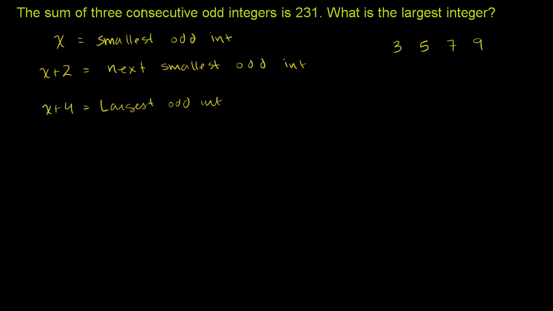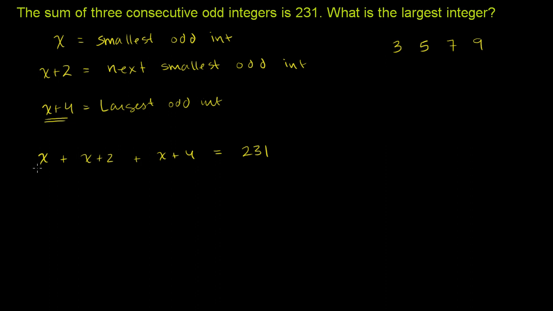And they tell us that the sum of these consecutive odd integers is 231. What is the largest integer? So if I take x, x plus 2, and x plus 4, and I sum them, they should be equal to 231. So let's do that. So we have x plus x plus 2 plus x plus 4, and this needs to be equal to 231. And when they ask us what's the largest one, we're going to have to tell them what x plus 4 is equal to. So let's just solve this equation.